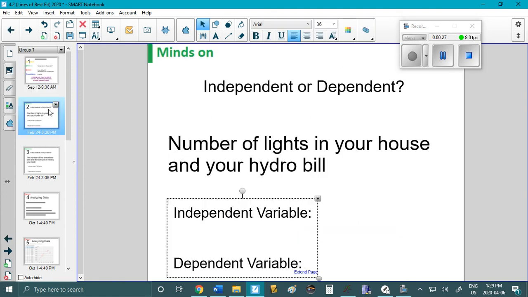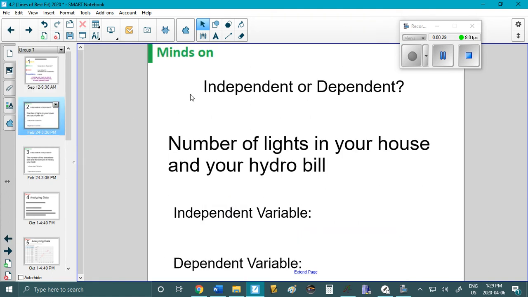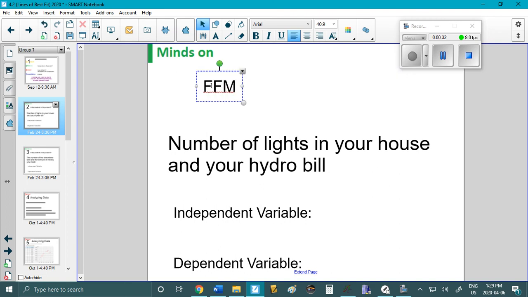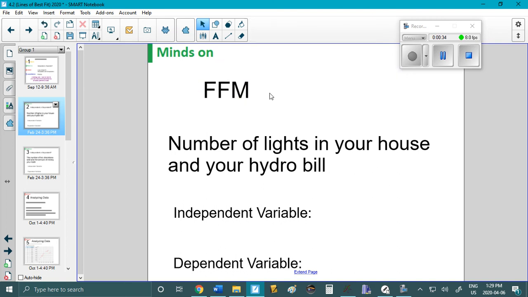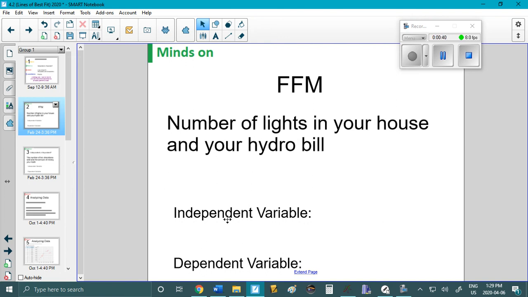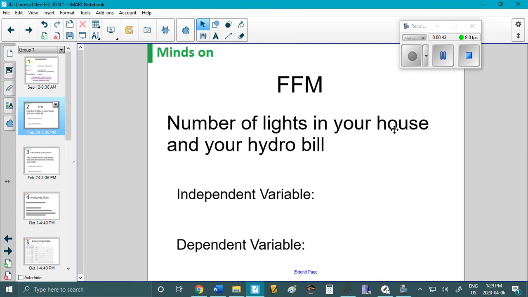So first of all, just like in class, I would like to start with our first 5-minute question. I have two of them. The first one, if you don't get, you can try the second one. So this is based completely on yesterday, just like we do in class. And what I would like you to do is to read this little sentence here. The number of lights in your house and your hydro bill.